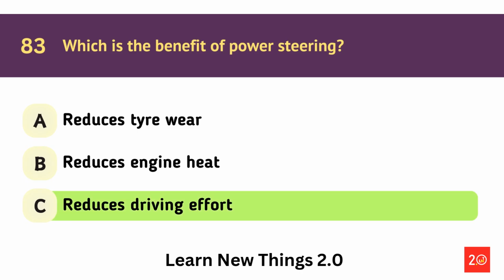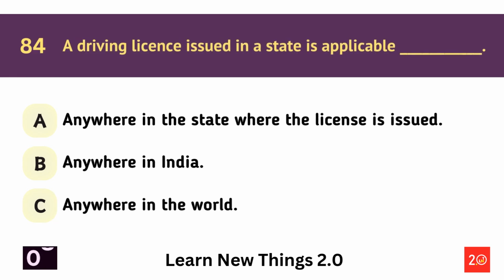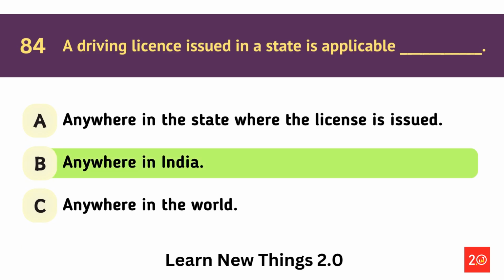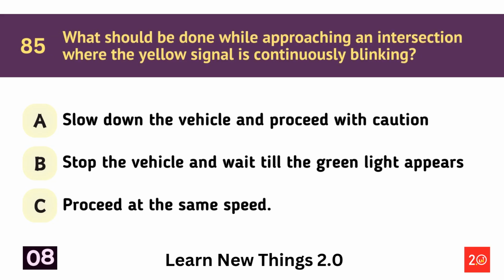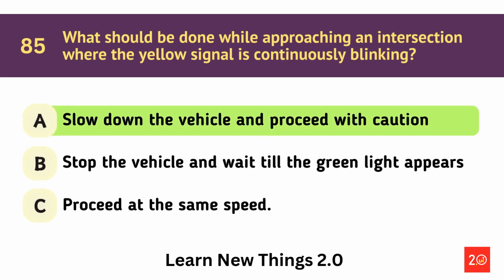Reduces driving effort. A driving license issued in a state is applicable anywhere in India. What should be done while approaching an intersection where the yellow signal is continuously blinking? Slow down the vehicle and proceed with caution.